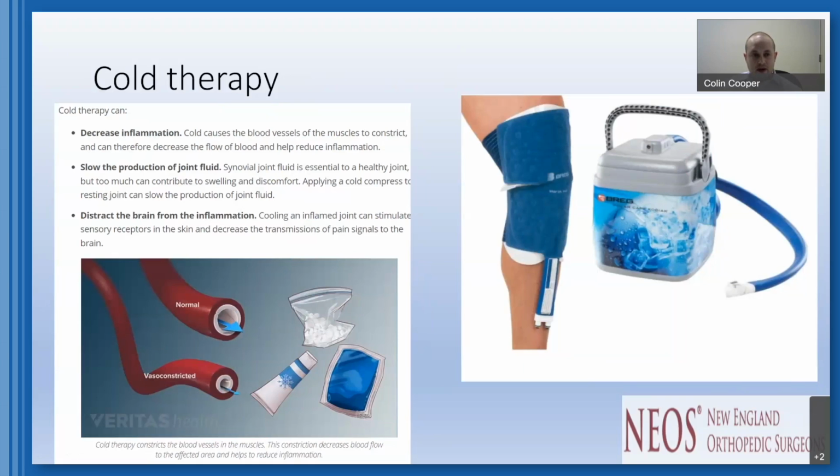Ice also works by distracting the brain. When the joint is cooled, it stimulates the sensory receptors in the skin, and that can help limit the transmission of pain signals, almost blocking them temporarily, as the signals from the cold go to the brain as opposed to the pain receptors. This could be with an ice pack, or sometimes after surgery we use sleeves, which we apply on the knee, and they can circulate cool air continuously around the knee. Sometimes patients will have surgery and put one of these on and then use it as needed afterward if they have periodic episodes with their knee.